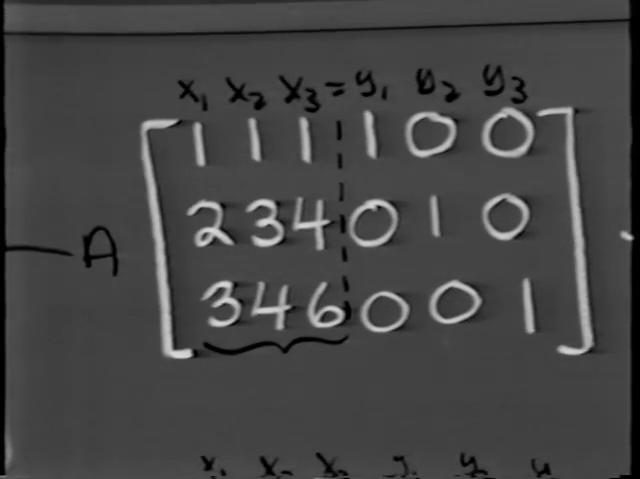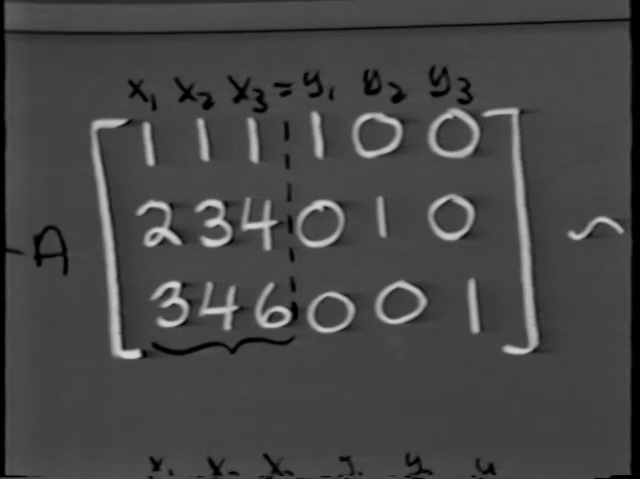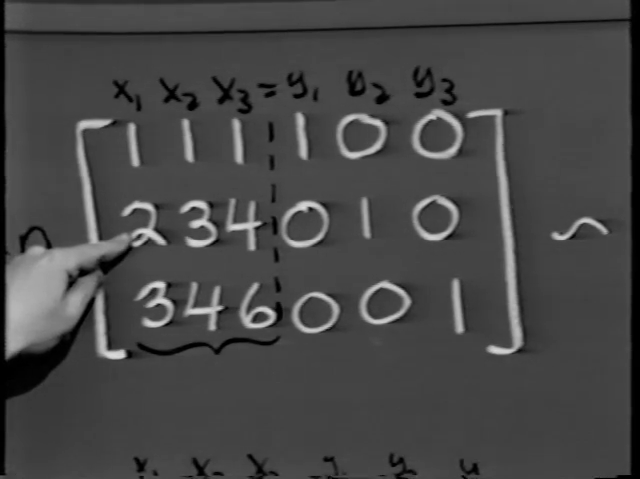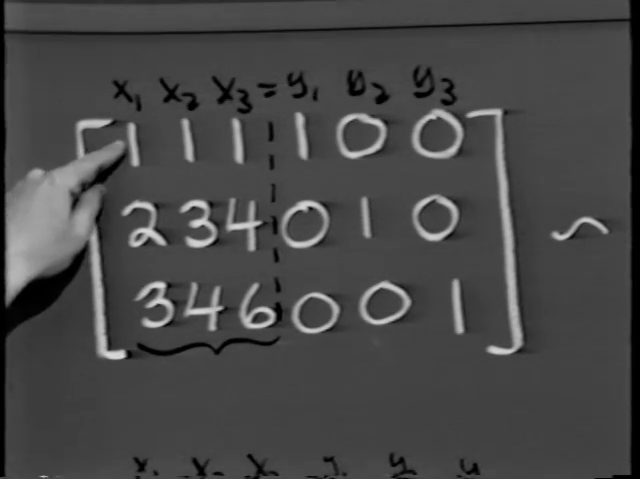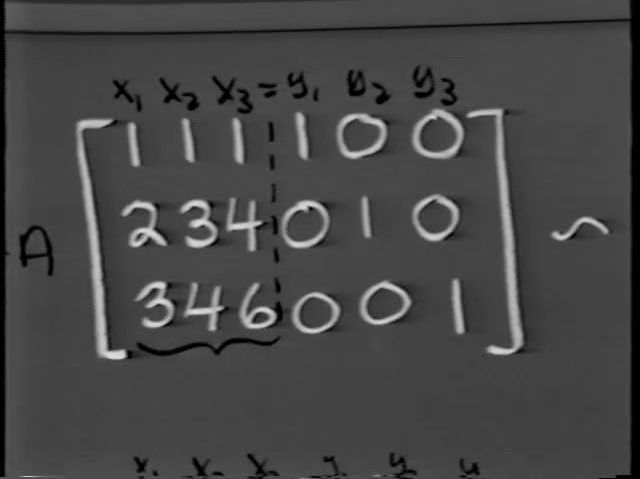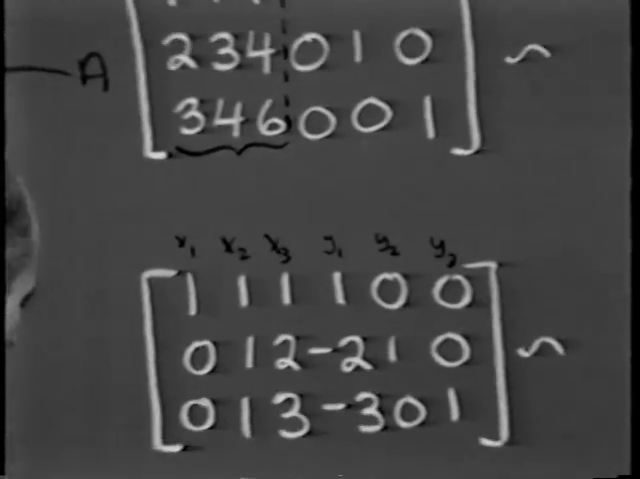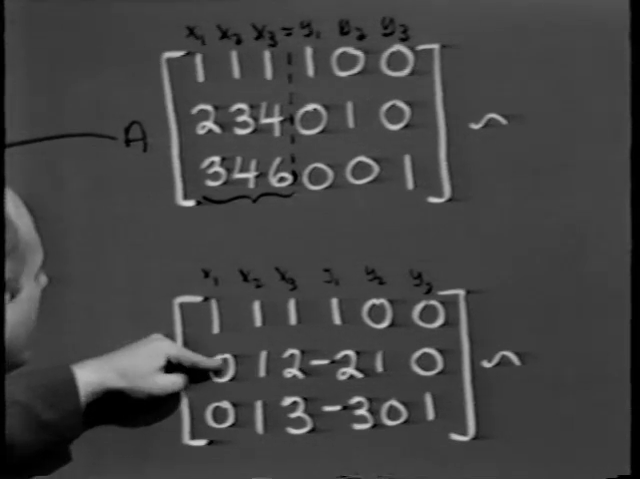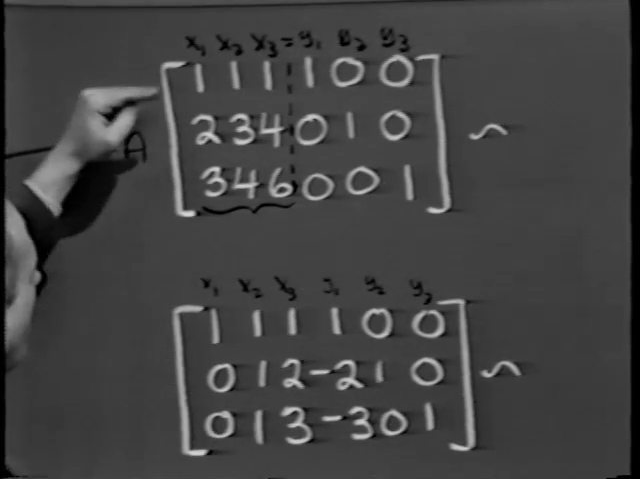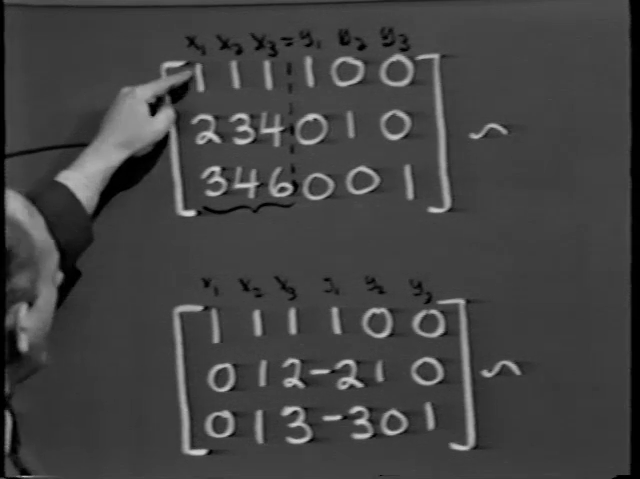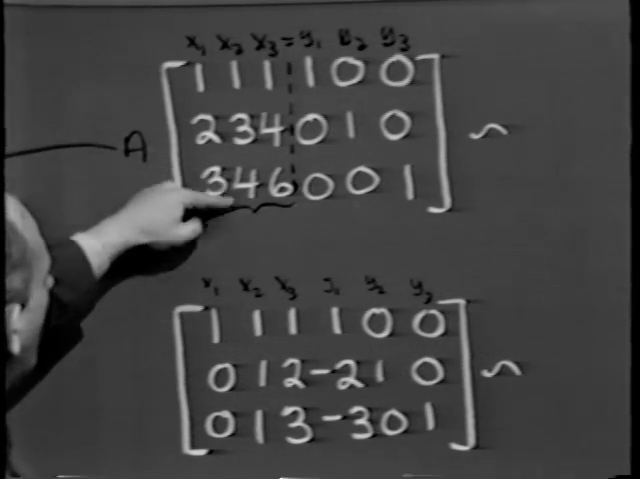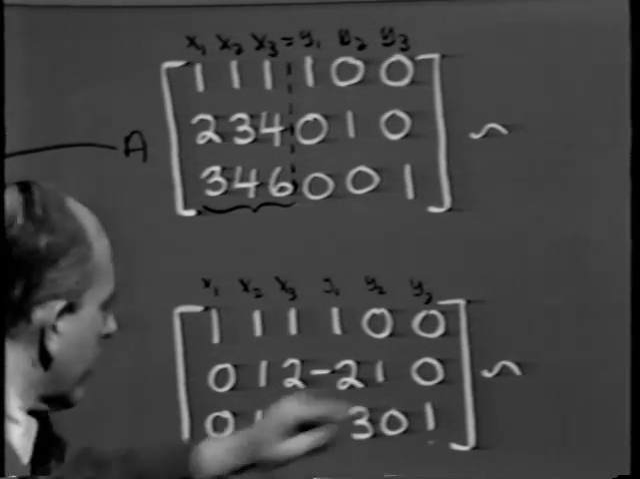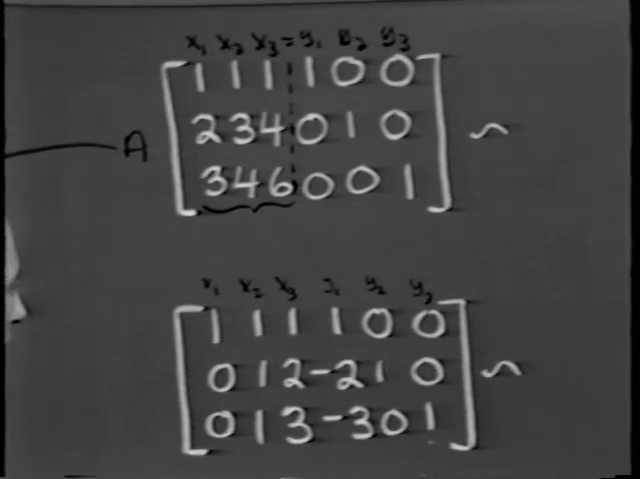Now, let me go through this procedure. What I will now do is subtract twice the first equation from the second and make that my new second one. And I will subtract 3 times the first equation from the third to give me my new third equation, which means in terms of the matrix notation that I am replacing the second row of this matrix by the second row minus twice the first row. I'm replacing the third row by the third row minus 3 times the first row. I now wind up with this particular 3×6 matrix.